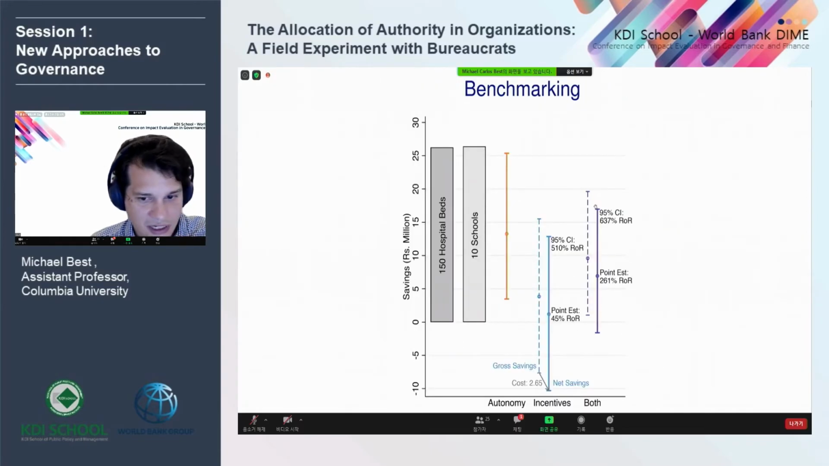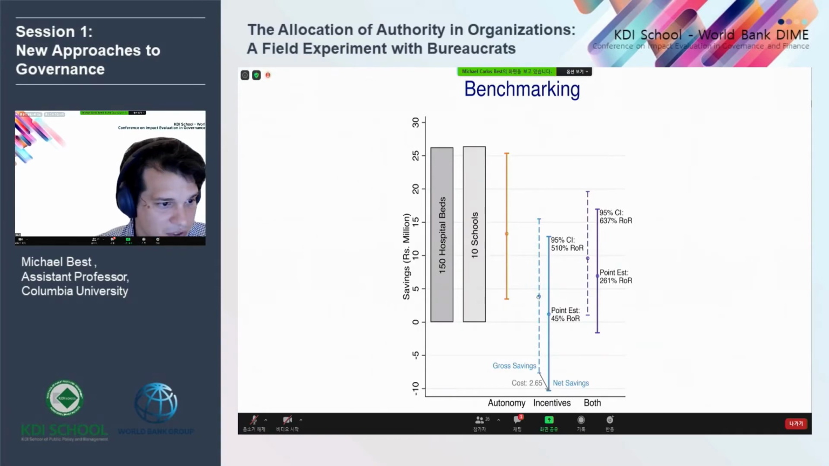So we can think about how to take those estimates and compare them to some benchmark for how much is being saved here. On the left here, I have the cost of running 10 schools in Punjab, or having 150 hospital beds. What our point estimate suggests is that the savings from that autonomy treatment were about 13 million rupees, which is about the cost of 70 hospital beds or 6 schools. And because the autonomy treatment is essentially free, that's both the gross and the net savings.